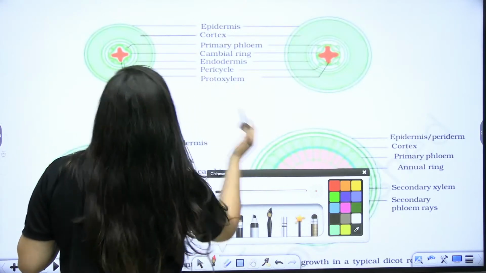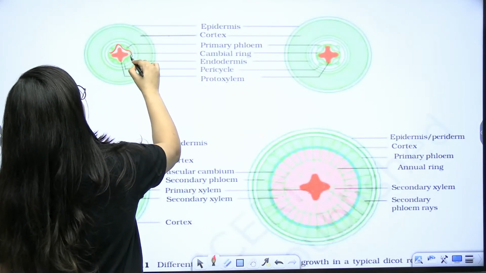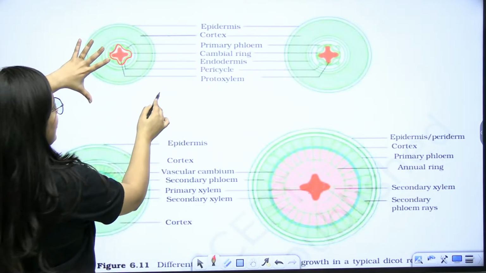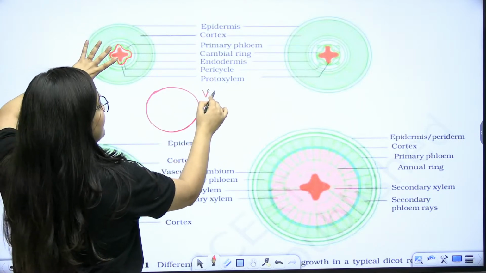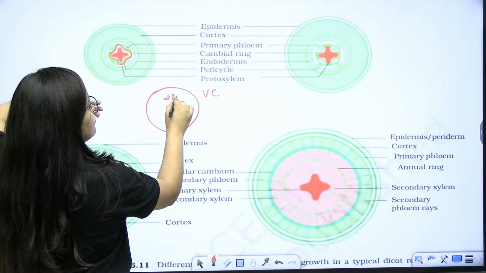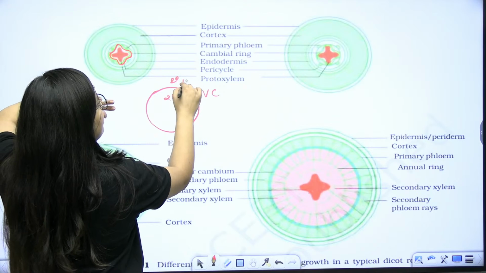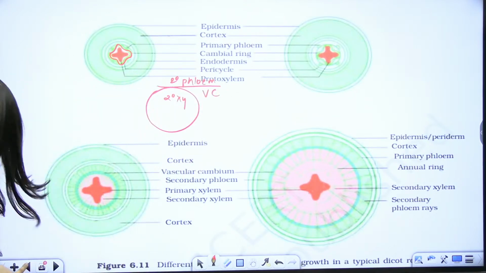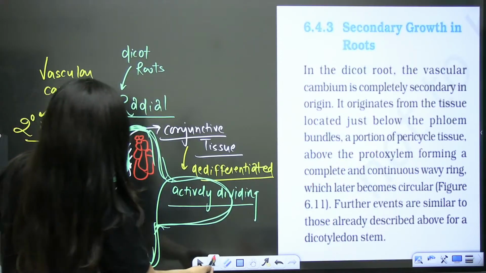So here the vascular cambium will form, but it is not a circular ring, it is wavy, but with time it will become circular, and the vascular cambium will have the same story here also. Here secondary xylem, here secondary phloem, and everything else is the same, but this is the only part which is different.